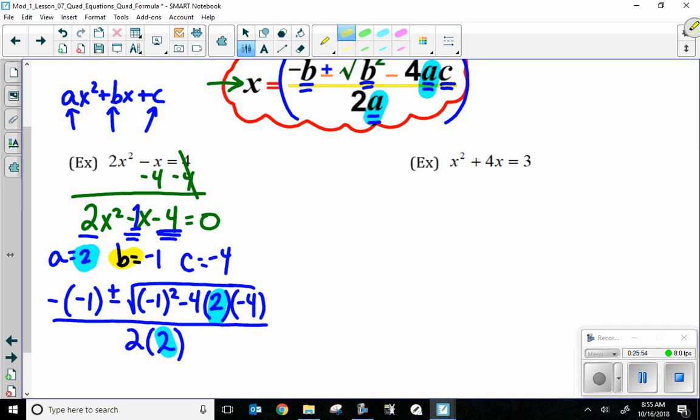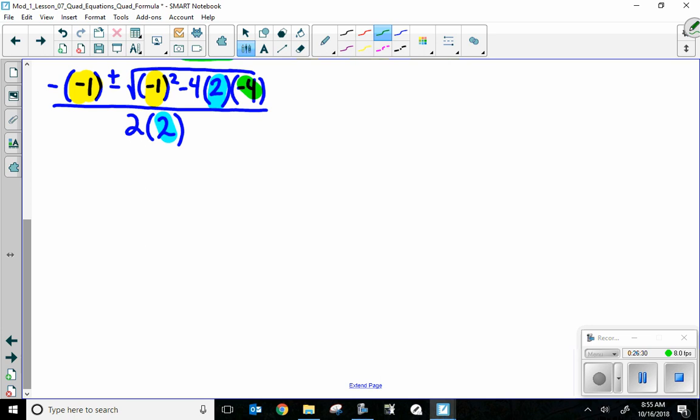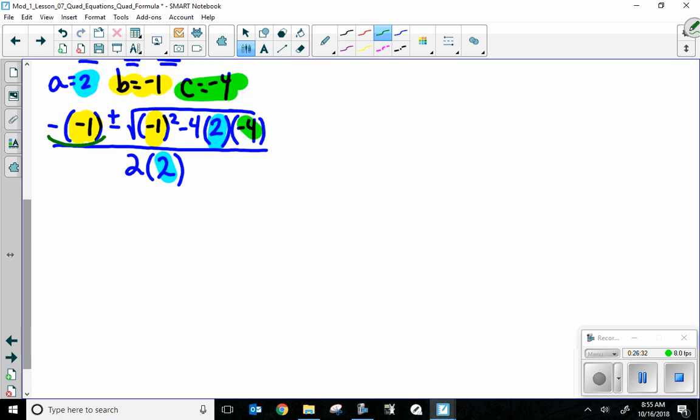My b value should go out front here and I should negate it. And I also square it here. My c value, there's one spot for it. It's right next to the a and the 4. So you see where all these numbers go. And now I just do the math, literally. There's no more variables here. They're all numbers. There's nothing that's difficult anymore. Okay? So let's do this. If I negate a negative 1, it becomes a positive 1.